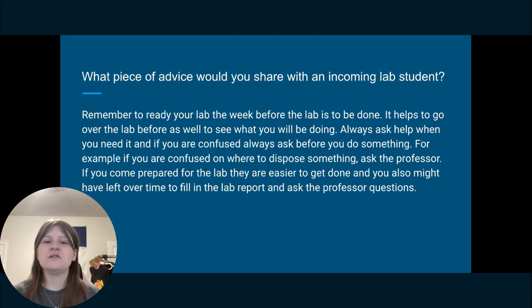What piece of advice would you share with an incoming lab student? Remember to ready your lab the week before the lab is to be done. So get your lab notebook readied. It helps to go over the lab before as well to see what you will be doing, seeing what materials and chemicals and what the procedure is like.